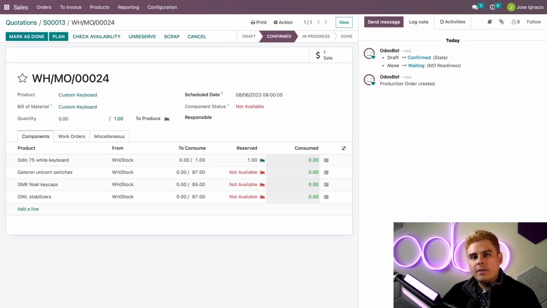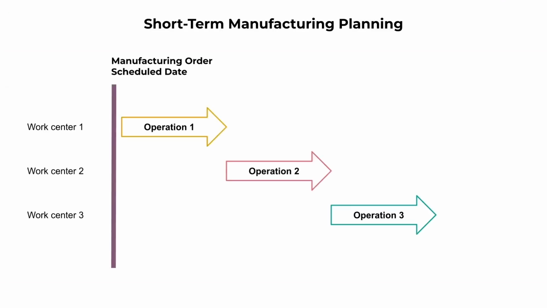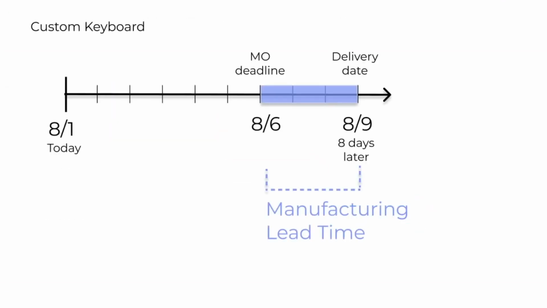Now, remember the scheduled shipment date that we set before? You'll see that right now is different. You'll notice the scheduled date of this MO is August 6th, 3 days prior to the delivery date. And that's perfect. But why is it that day? Now, here's where things get really cool, Odooers. Odoo uses the 3-day manufacturing lead time we set on the product form to plan backwards and determine the latest day that we can begin manufacturing this order.